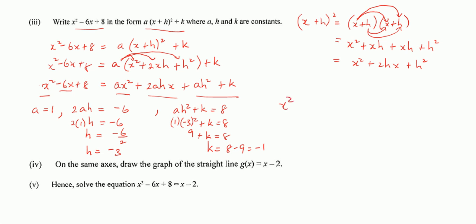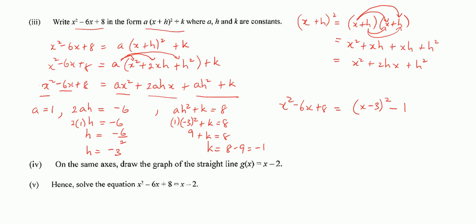So therefore, x squared minus 6x plus 8, written in the form that they asked us to write it in, will be x, what is h? h is minus 3, squared, plus k, in this case is minus 1. So it's x minus 3 squared minus 1. We know that a is 1, but I'm not going to write the 1 in front of this here because it's understood that it is 1. Okay?